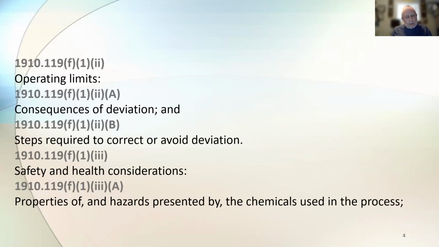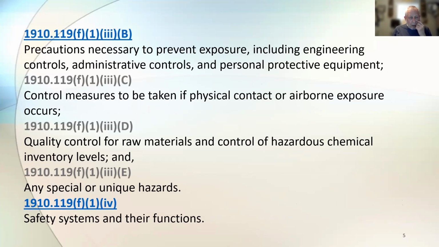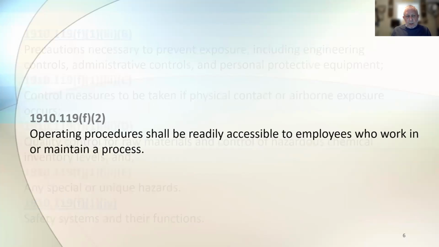Operating limits, again, there's that consequence of deviation again, and steps required to correct or avoid deviation. Safety and health considerations, properties of and hazards presented by the chemicals used in the process. Precautions necessary to prevent exposure, including engineering controls, administrative controls, and personal protective equipment, where we heard that before. Control measures to be taken if physical contact or airborne exposure occurs. Quality control for raw materials and control of hazardous chemical inventory levels, and any special or unique hazards. Safety systems and their functions.